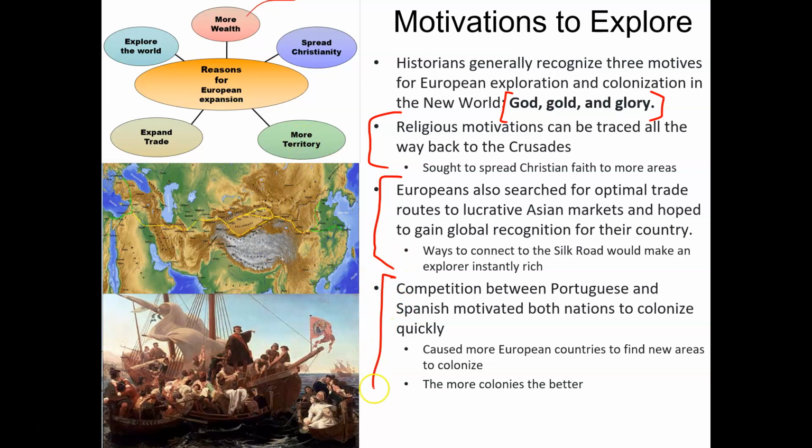And then lastly, guys, glory. There's a competition really going on between the Portuguese and the Spanish. And this competition really consists of who can conquer more land compared to the other, who can gain more colonies compared to each other or all the different European nations. So the competition between the Portuguese and the Spanish really sparked a kind of exploration shopping spree to see who can gain more land compared to somebody else.